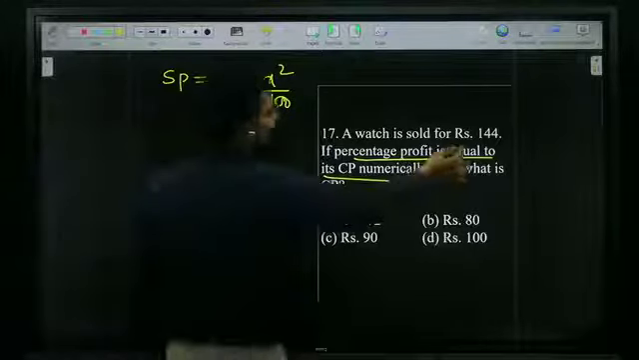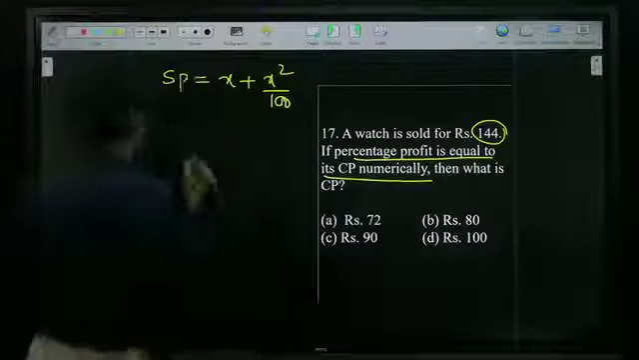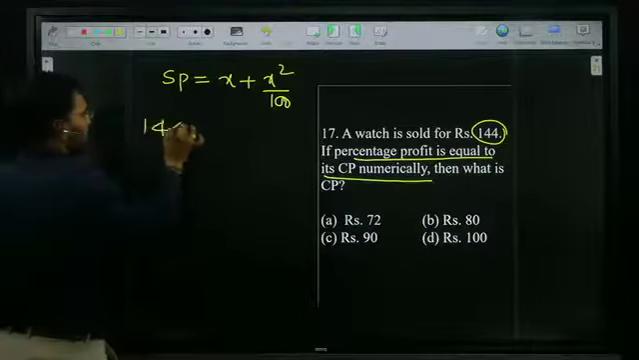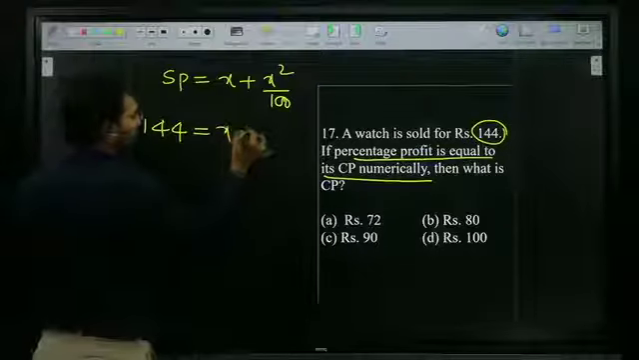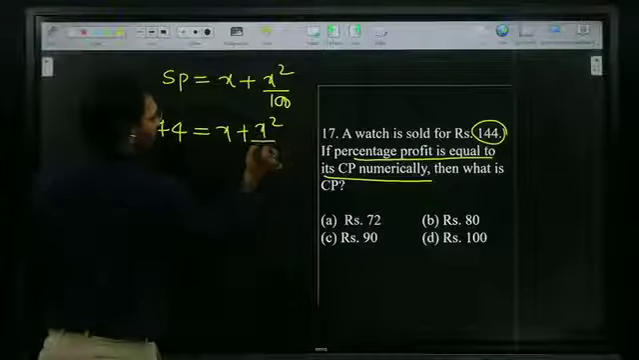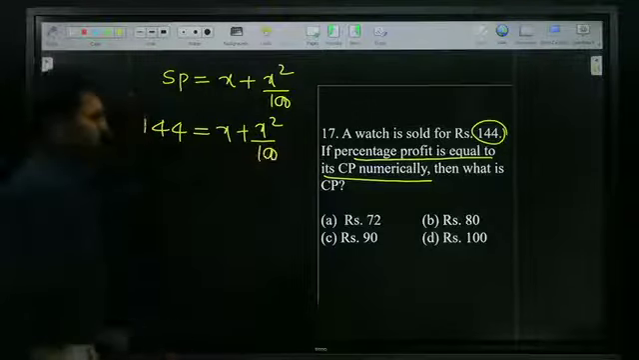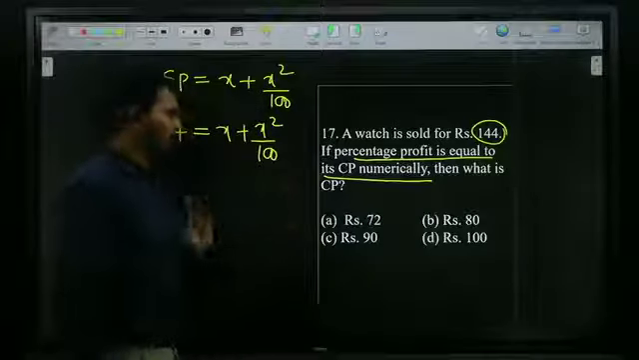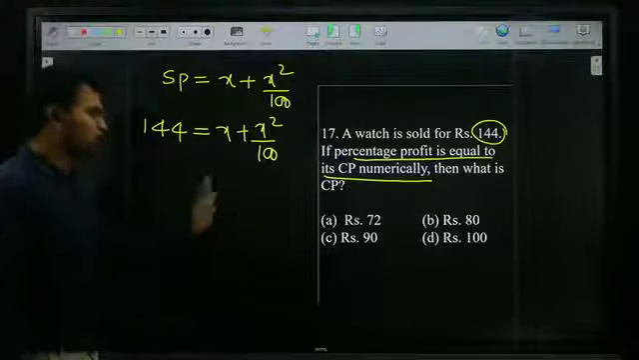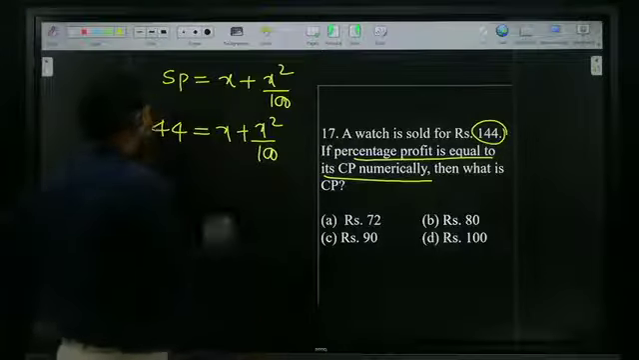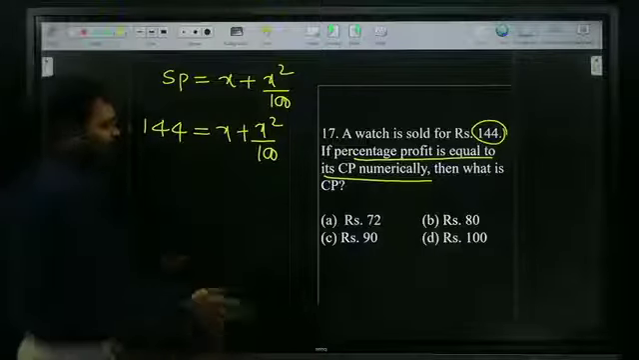Here they gave the selling price, sold for 144 rupees. Therefore 144 rupees is equal to x plus x square by 100. So they're asking x. CP is nothing but x, na? X is how much? Go through the options, Amma. Go through options. So here I need 144. Which one is the best option?